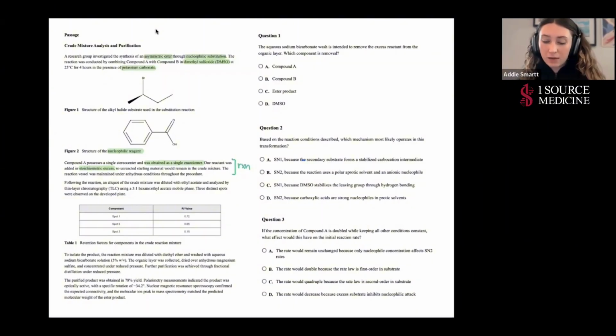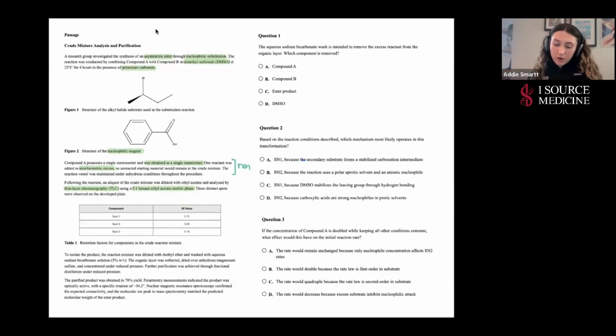Following the reaction, an aliquot of the crude mixture was diluted with ethyl acetate and analyzed by thin layer chromatography, which they could definitely ask us about, using a 3:1 hexane:ethyl acetate mobile phase. So when I see that, I think that mobile phase looks pretty nonpolar to me. So this is probably normal phase TLC, not reverse phase TLC, with a nonpolar mobile phase and a polar stationary phase. And we got 3 distinct spots on a developed plate, and our Rf values are in this table.